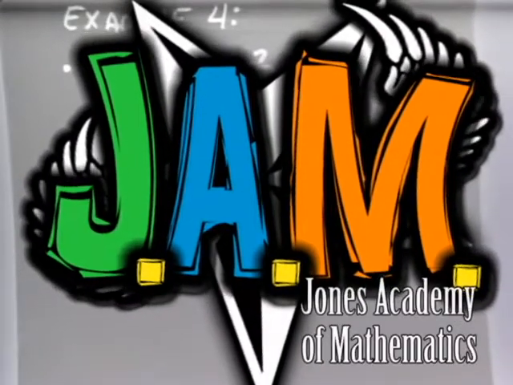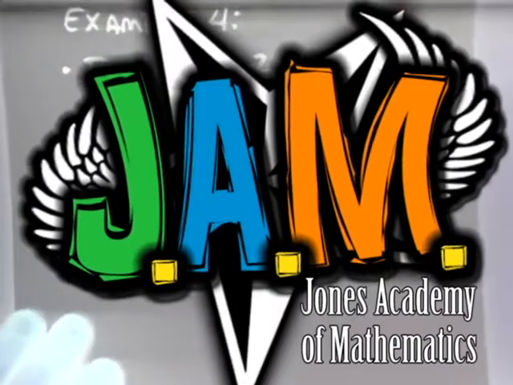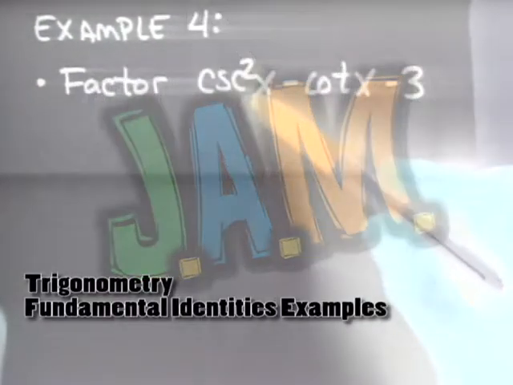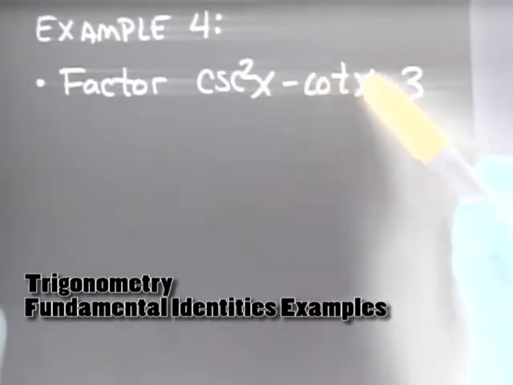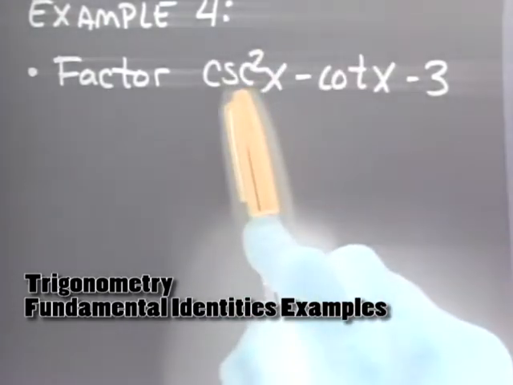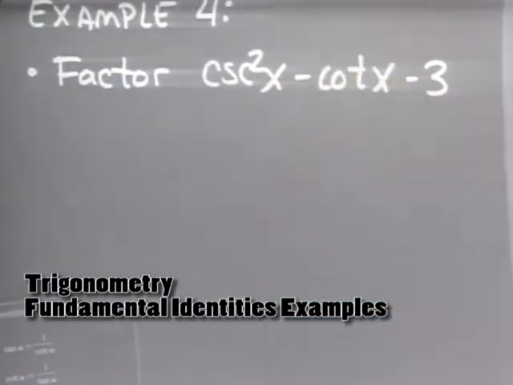All right, example 4. Another one where we're asked to factor, and this is a trinomial. You've got cosecant squared x minus cotangent x minus 3. Problem is, they're not the same thing. It's cosecant squared and cotangent, so they don't match up. So you can't go to factoring it.